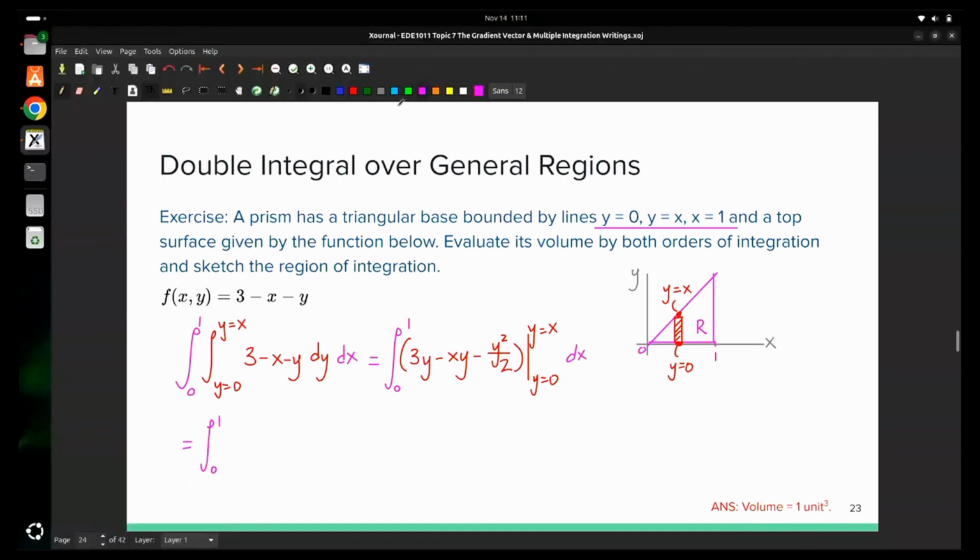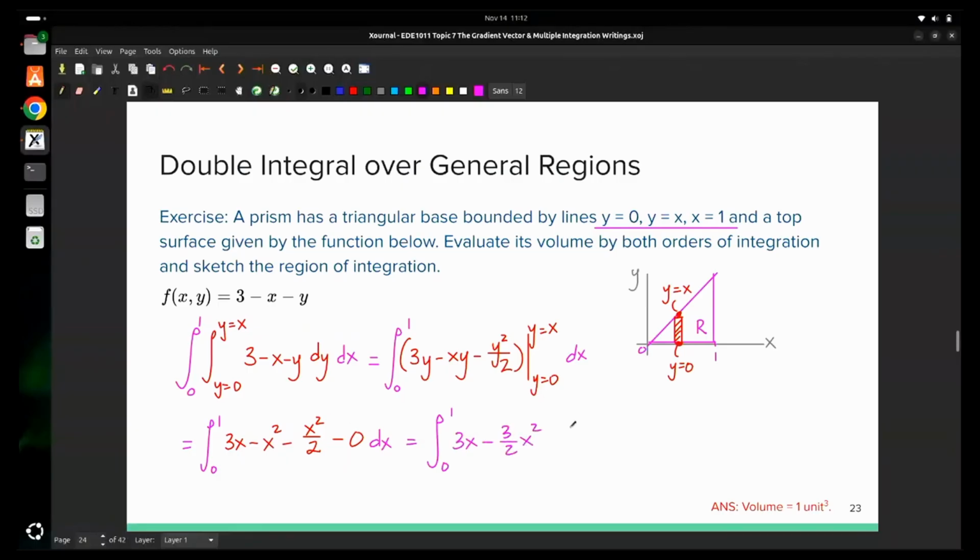So sub in the limits, you're going to get what? 3x, because y equals x. So 3x minus x squared, then minus x squared over 2. Then minus 0, because all the y's are 0, just minus 0 for clarity. And then this is dx. So if I simplify this expression, you are really just integrating 3x minus 3 over 2 x squared.